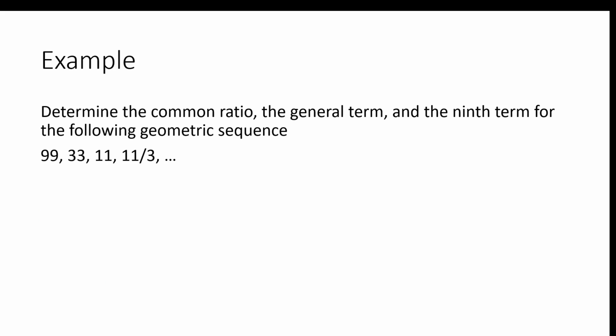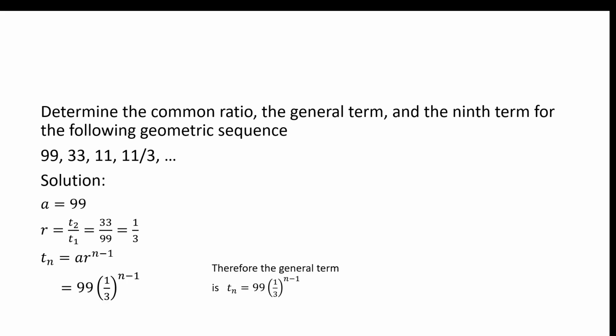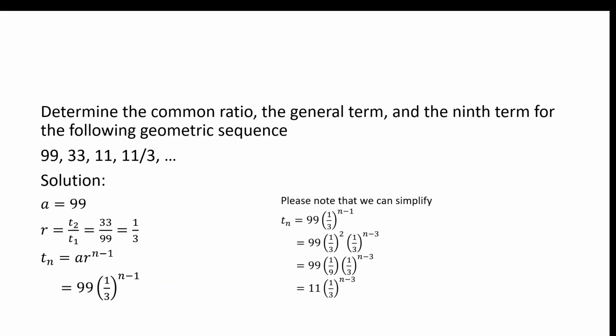Now we'll do a similar process here. We see that the A value is 99. We're told that it's a geometric sequence, so it saves us a step of having to establish that. A is equal to 99. R is going to equal 1/3 because it's 33 divided by 99, or in other words, 11 divided by 33. So R is 1/3. So our general term is 99 times 1/3 to the exponent n minus 1.